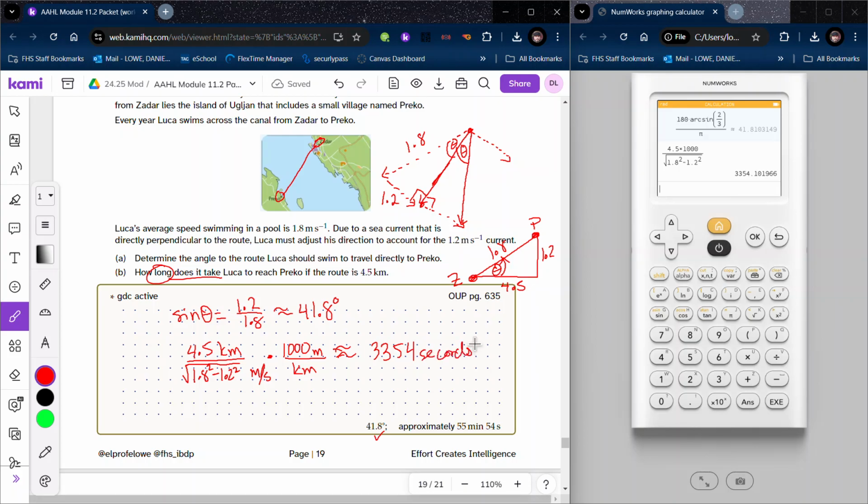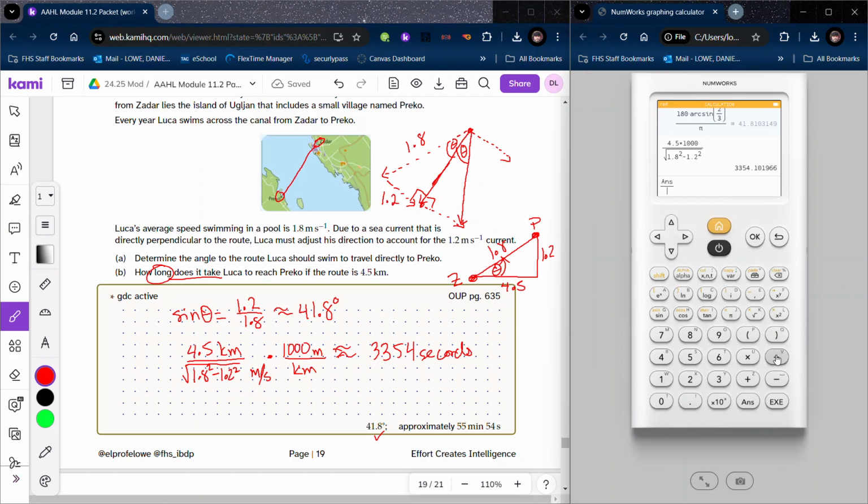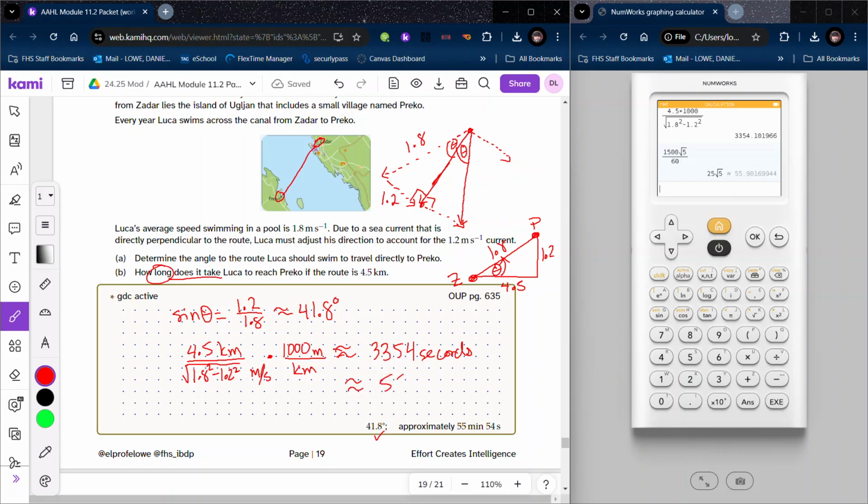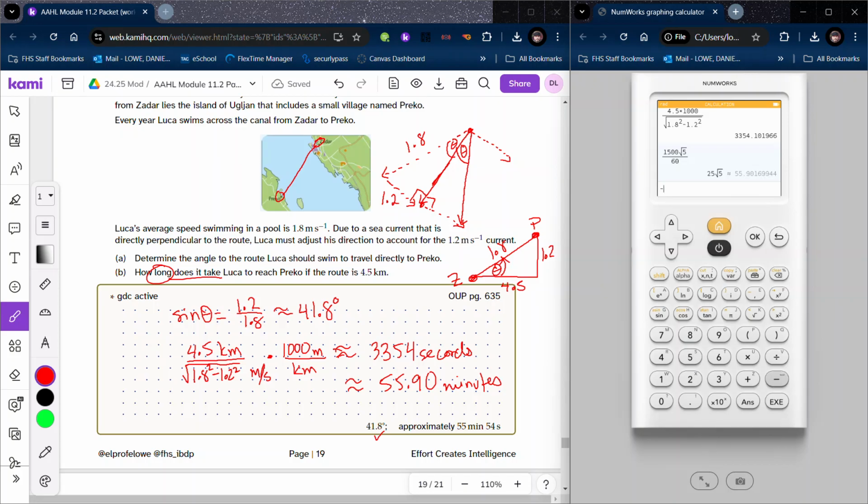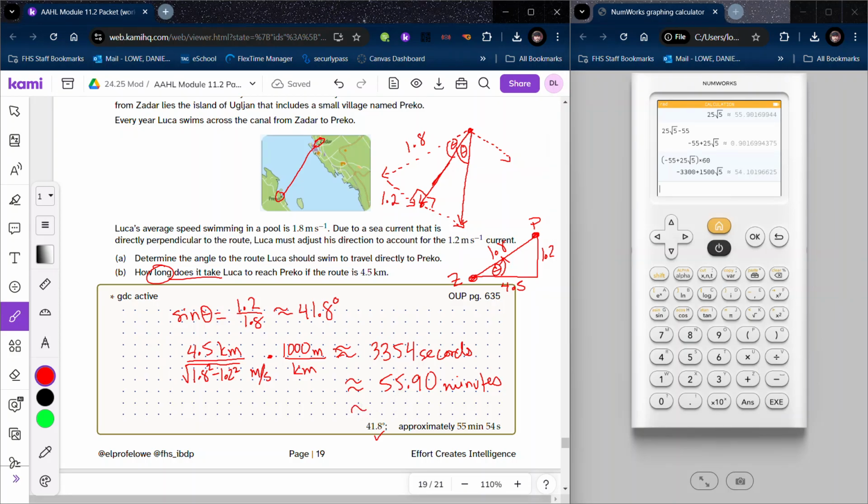seconds. All right. Now, you don't really talk in seconds that much, so let's go ahead and divide that number by 60, which would mean approximately 55.90 minutes. All right, let's go ahead and subtract 55 and multiply that number by 60. And so that tells me that it's about 55 minutes and 54 seconds. And we see that that is the value that we got.